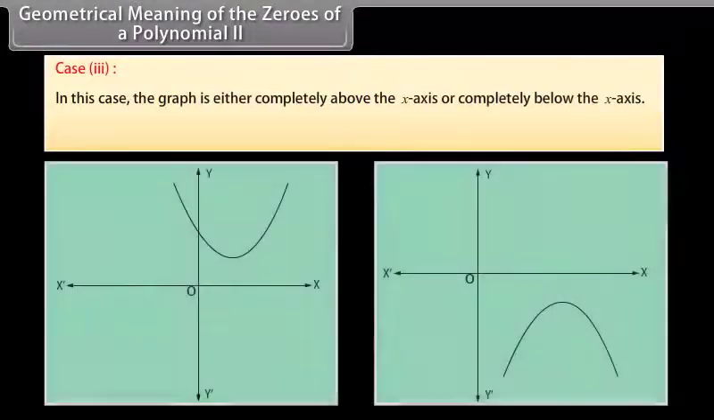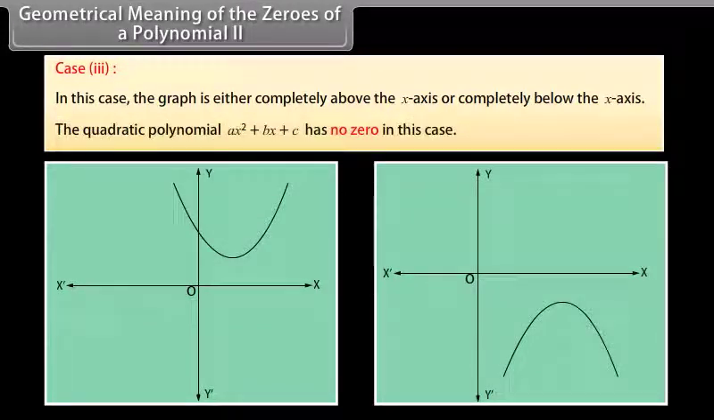Case 3. In this case, the graph is either completely above the x-axis or completely below the x-axis. It does not cut the x-axis at any point. The quadratic polynomial ax square plus bx plus c has no zero in this case.